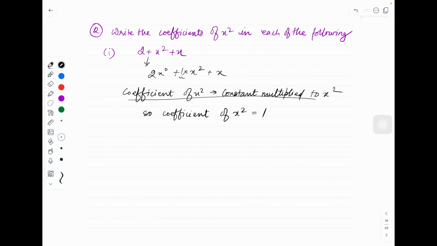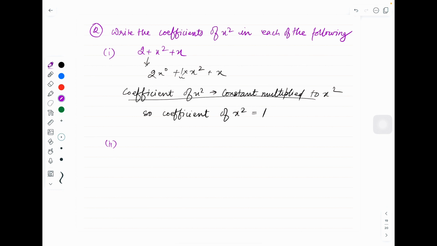Coefficient of x square means the constant multiplied to x square. If asked to find the coefficient of x, it will be the constant multiplied to the term x. If asked to find the coefficient of x to the power 0, it is the constant. So only these two would be the answer. You are getting it? So I will not write every time.